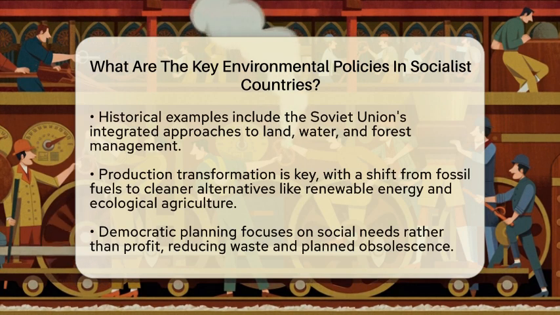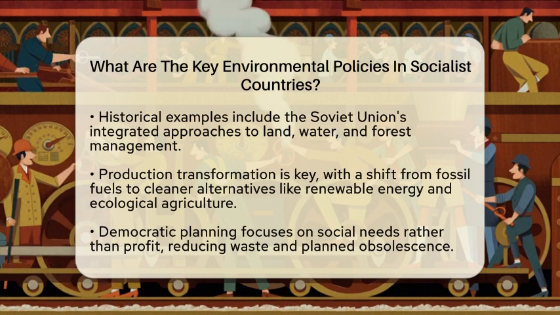Democratic planning is also a key aspect of socialist environmental policies. This framework advocates for production driven by social needs rather than profit. By focusing on social requirements, wasteful duplication of resources and planned obsolescence can be reduced. This approach helps address environmental threats systematically and equitably.